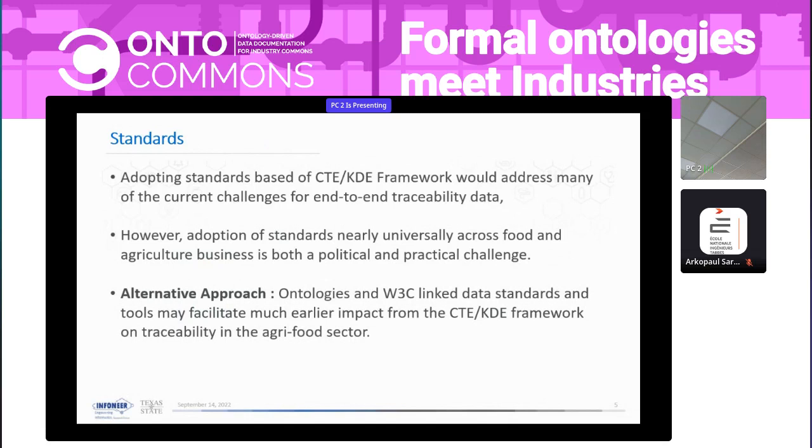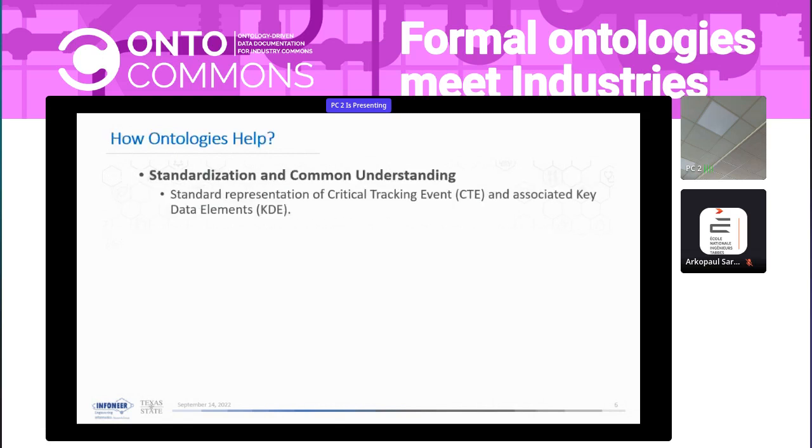Adopting standards would address some of those issues, but it's very difficult to adopt standards that are accepted universally across the food supply chain because of some political and some practical challenges. And I'm sure Jim is aware of those challenges in supply chain, especially in the food supply chain. An alternative approach is to use ontologies because they are more flexible and more extensible than standards. They don't need to go through those very complicated verification and approval processes. So that's why we would like to take an ontological approach.